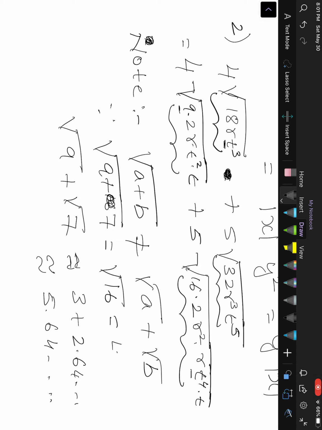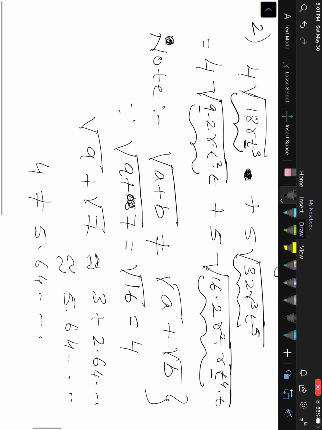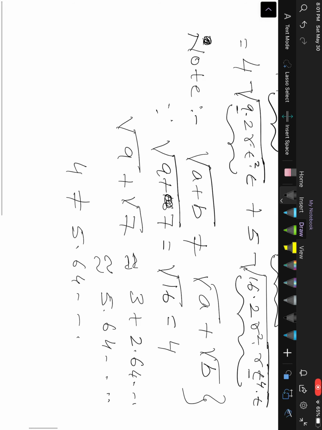The square root of 16 is 4. So 4 is never equal to 5.64-something, so this is never true. You can distribute the nth roots only if it is a product, not for addition, not for subtraction, and you can do it for division as well. So I will name this as star.